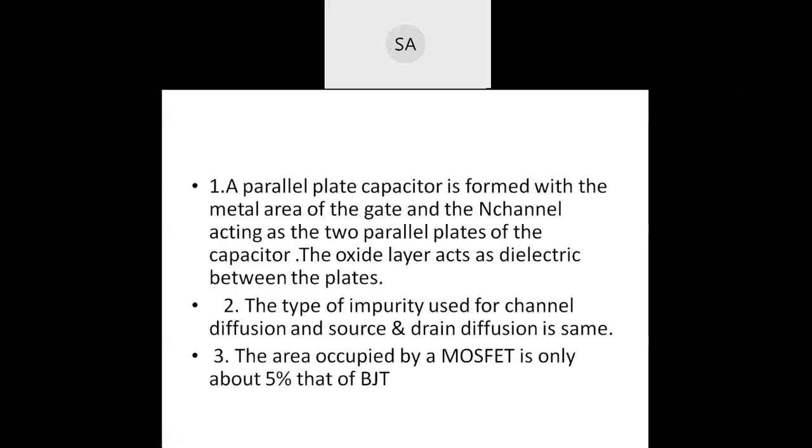The area occupied by a MOSFET is only about 5% of that of a BJT. That means the size is very small compared to the BJT, because it occupies less space, about 5% of the BJT.